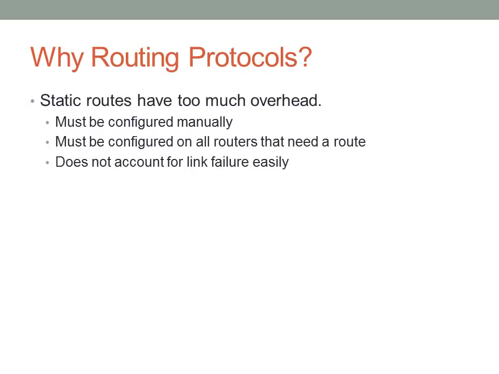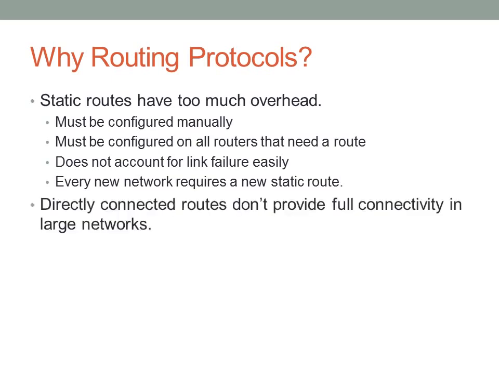For example, if a link goes down, the static route will still point across perhaps the failed link, and the static route may not recognize when a link has failed. Every new network requires a new static route on all routers on the network, so this can be really time consuming. So basically, directly connected routes don't usually provide full connectivity in large networks.